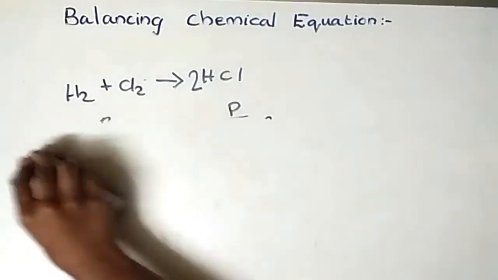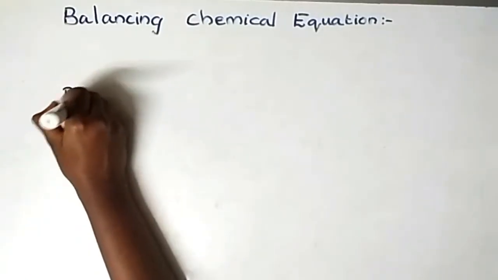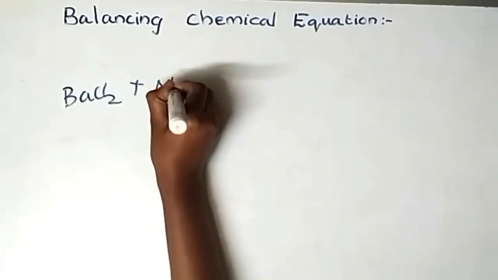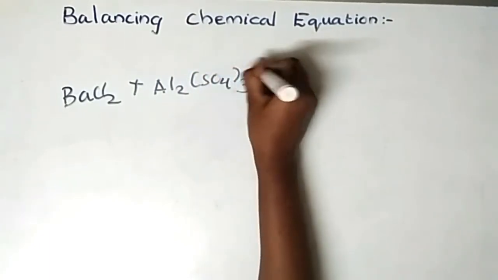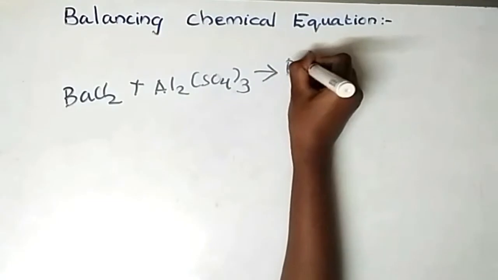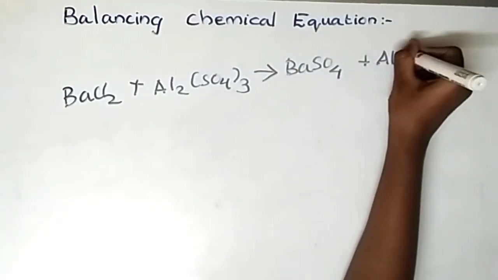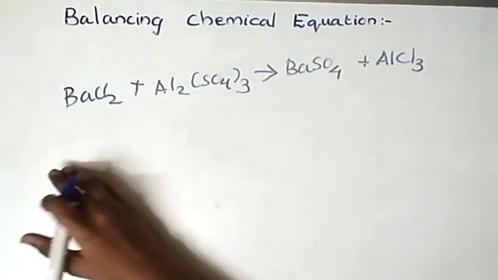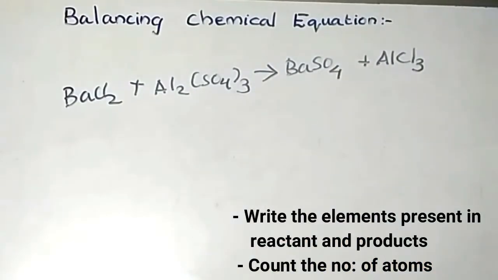And next we can balance one more equation, that is BaCl2, barium chloride, plus Al2(SO4)3 gives you BaSO4 plus AlCl3. So here, this is somewhat long but it's very easy to balance. So follow these steps.